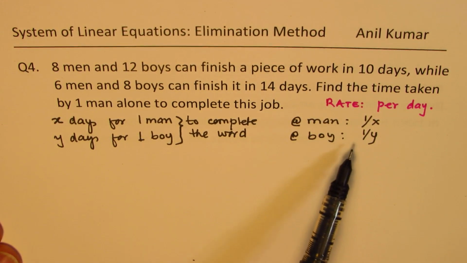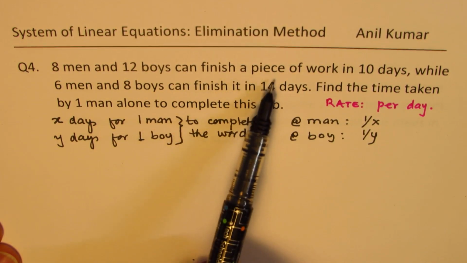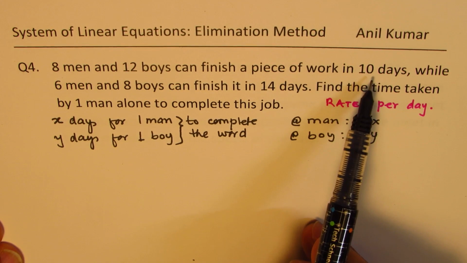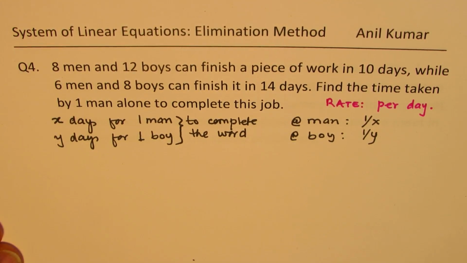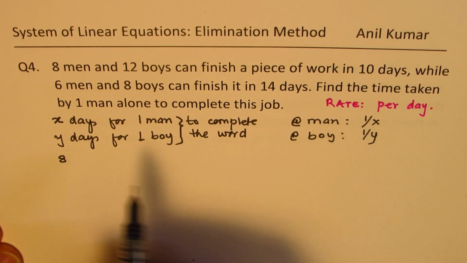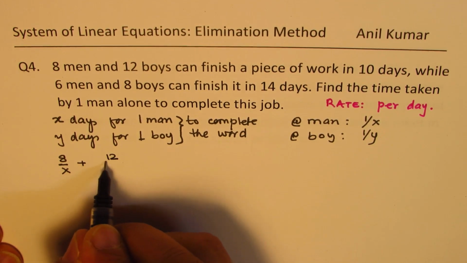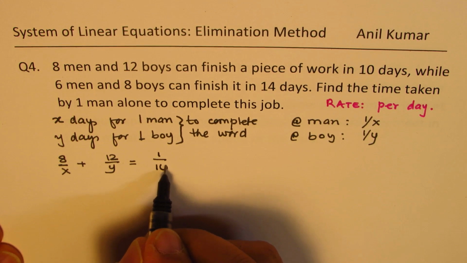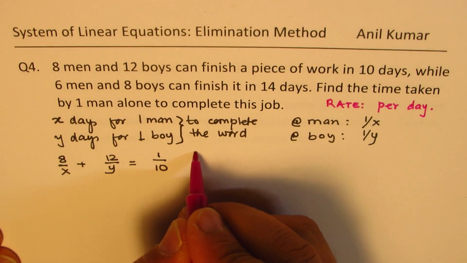So that helps us to get the equation. 8 men and 12 boys can finish a piece of work in 10 days. So in 1 day how much? 1/10, right? So from the first statement, we get our equation as 8 men, 1 day work. So 8 over x plus 12 over y is equal to 1 over 10. So we get our equation for 1 day work.